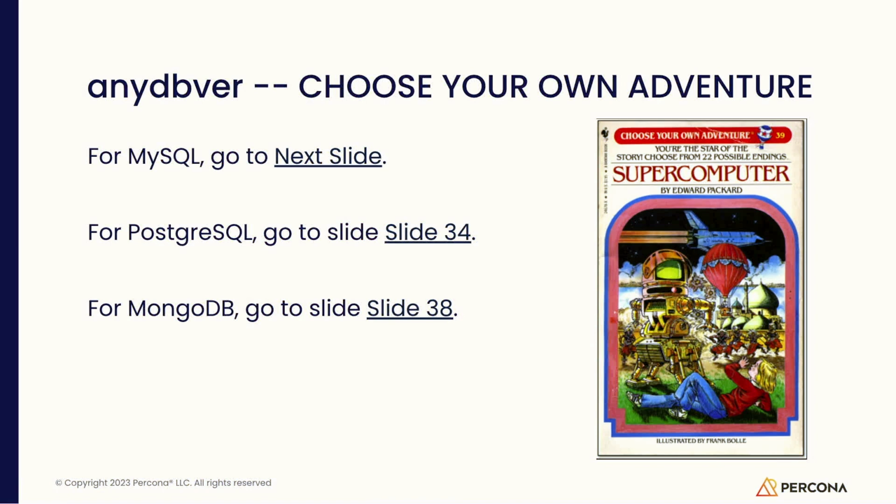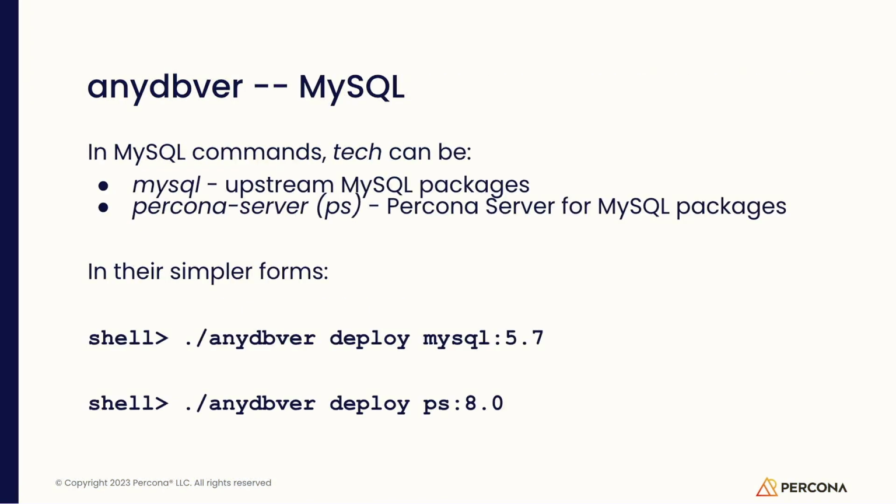They're running on different containers, so they will all have the default 3306. So, MySQL. We support upstream and Percona Server. This is how you would differentiate between them.